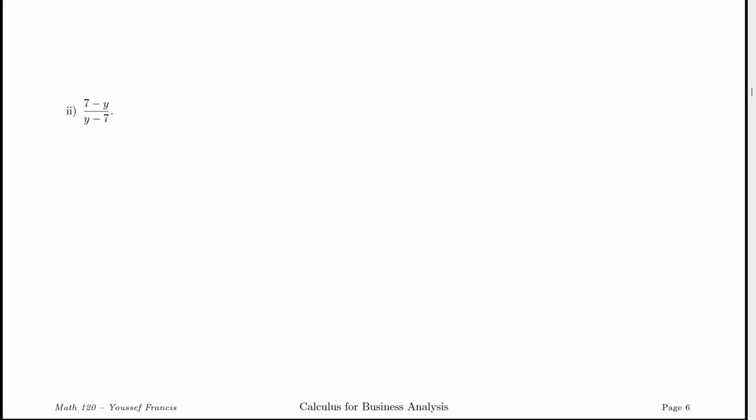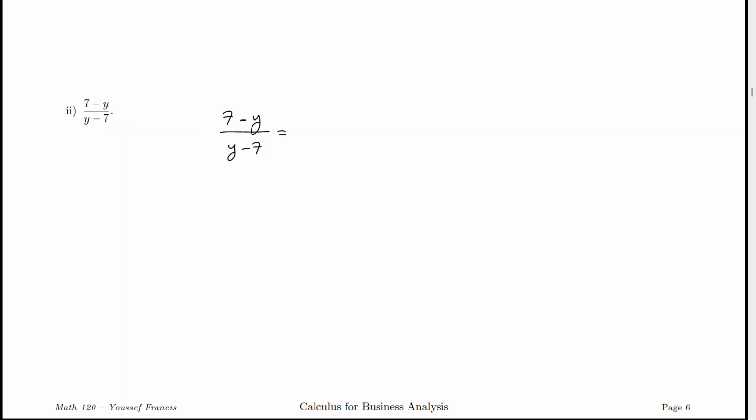Okay, in part 2 of this problem, I have 7 minus y on the numerator, and I have y minus 7 on the denominator. The terms look almost the same. There's a plus 7 on top. It's an invisible plus sign, but it's plus nonetheless. But the 7 has a minus on the denominator. And the y term on the numerator has a minus, but the y on the denominator has a plus sign.